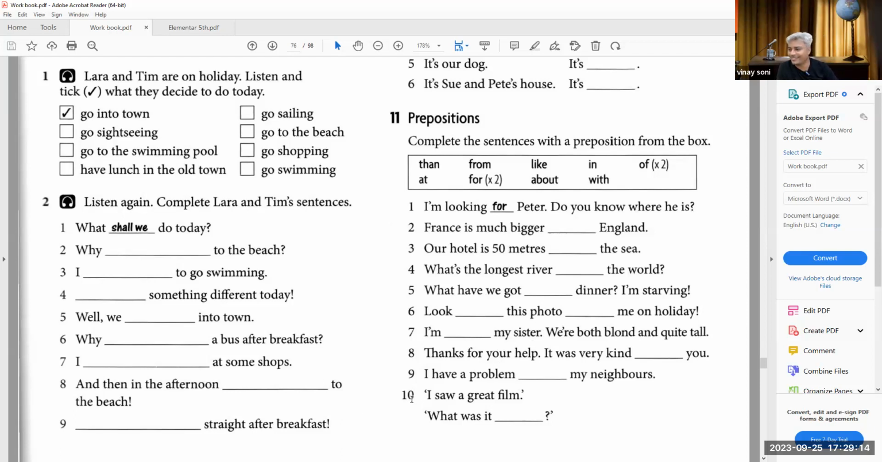10. I saw a great film. What was it about? It was about a person who had a problem with a neighbor and his teacher gave him a gun to sort out the problem.